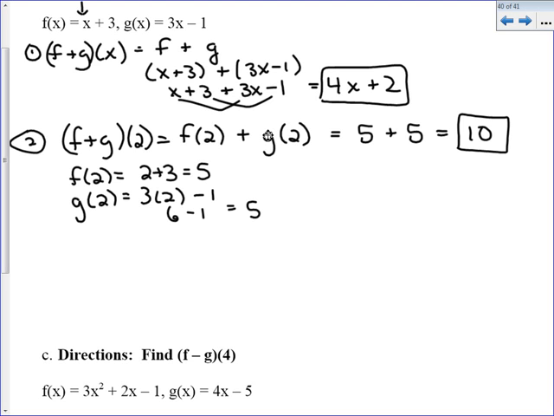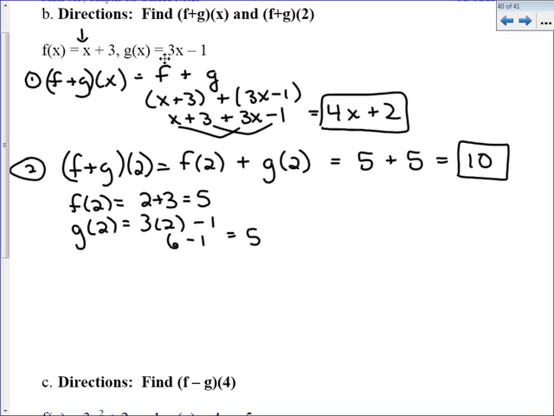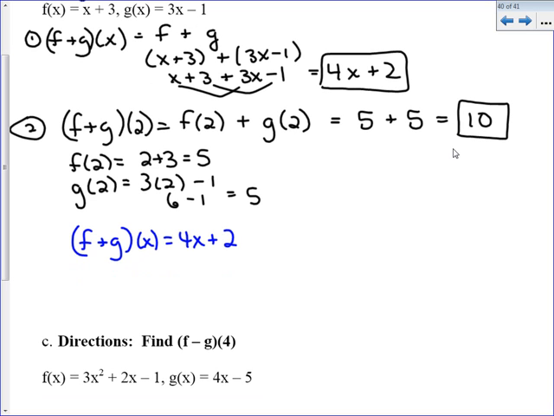Now, you could have also gotten that using your combined function from number 1. So we know, this is just a separate way to do this problem. We know that f plus g of x from number 1 is 4x plus 2. So if I want f plus g of 2, all I have to do is go into f plus g of x and replace the x with 2.